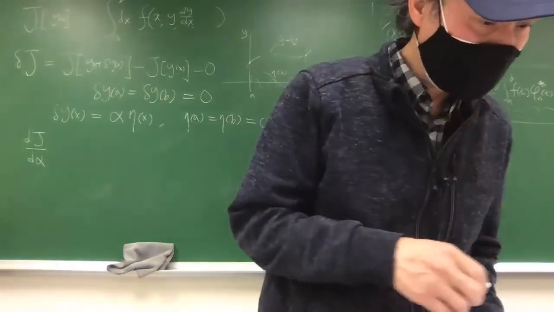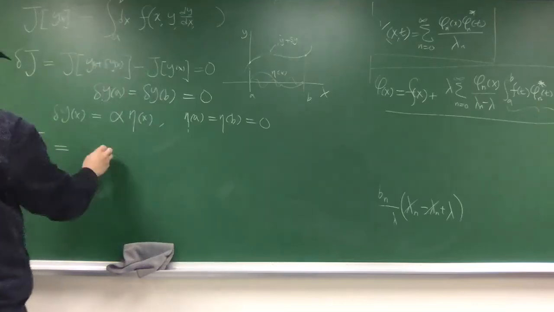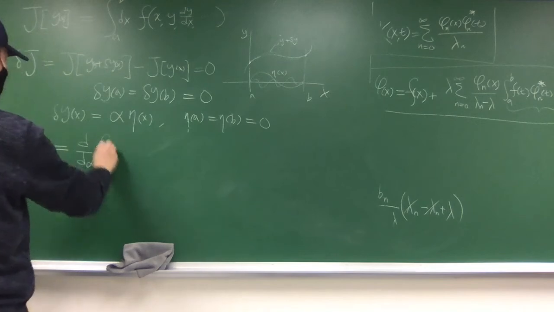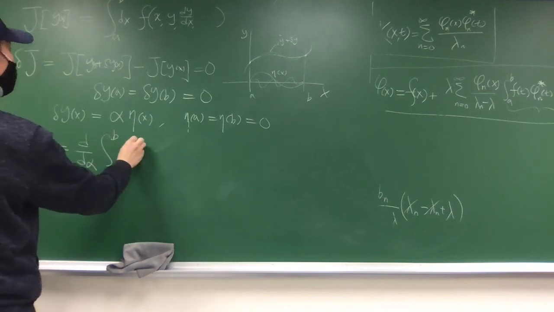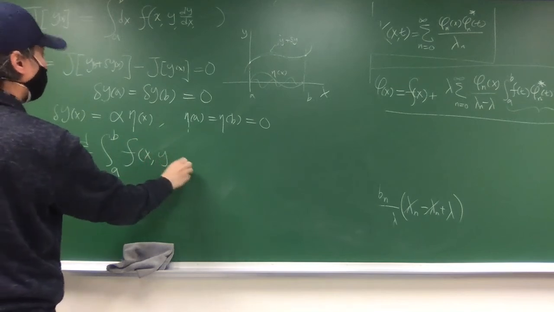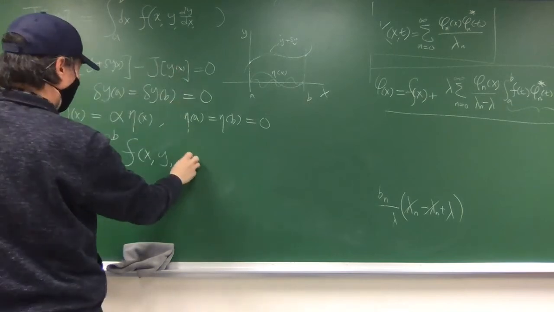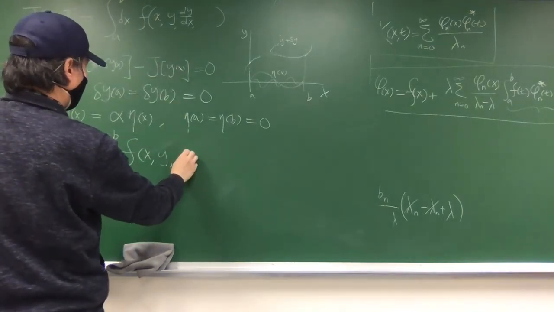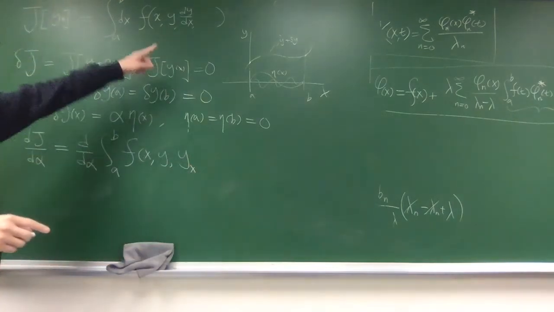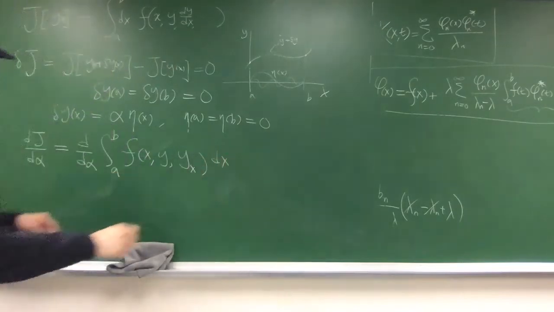Now J is given by this one, so we want to derive this equation. y will depend on alpha, and then dy/dx will also depend on alpha. Usually we write it as y sub x in terms of dy/dx. Okay, and we stop at the first derivative.